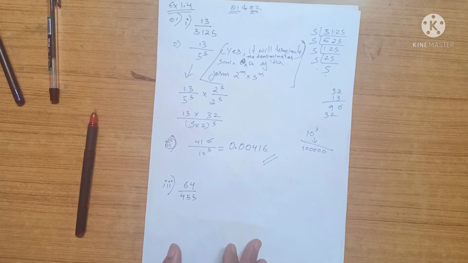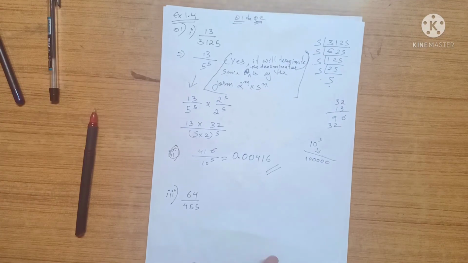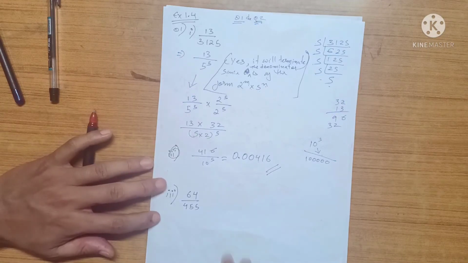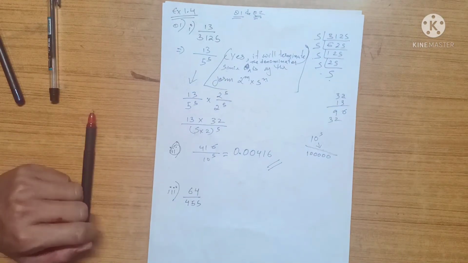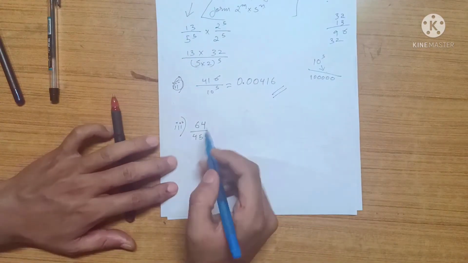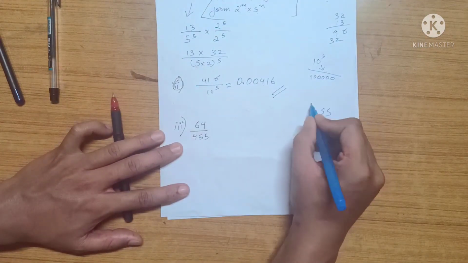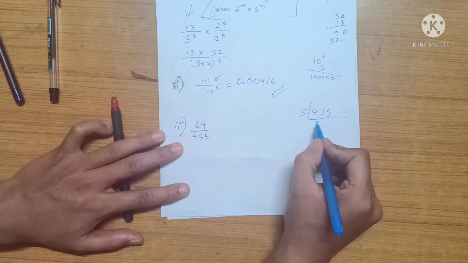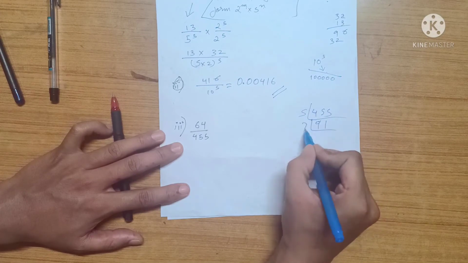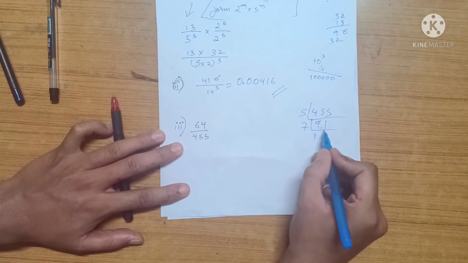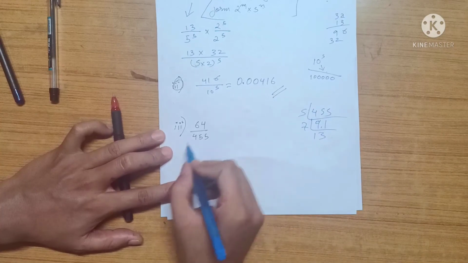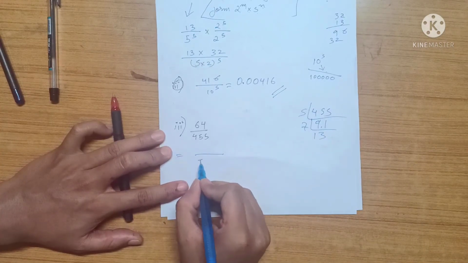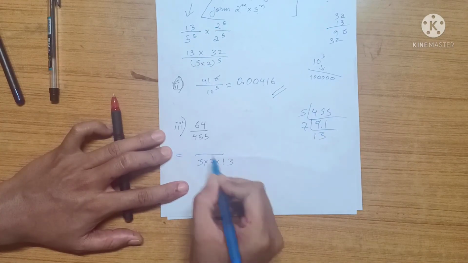So this is a shortcut to divide any terminating numbers, fractions, I guess. You can use this not only in this chapter but in other chapters as well. So let's try with this one. 455, 5 9s are 45, 5 7s are 35, 7 13s are 91. So here the denominator is 5 into 7 into 13.